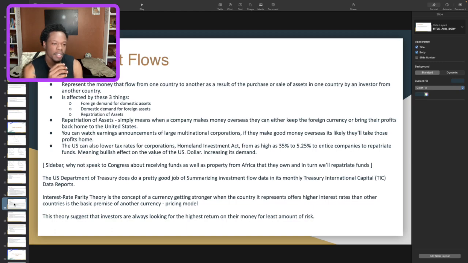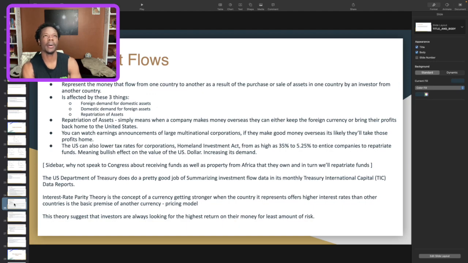The U.S. can also lower tax rates for corporations, and this is called the Homeland Investment Act, right? From as high as 35% to 5.25% to entice companies to repatriate funds, meaning a bullish effect on the value of the U.S. dollar, increasing its demand. So, for whatever reason, if the United States feels like they need to increase the value of their currency, what they'll do is they'll lower the tax rates for corporations.